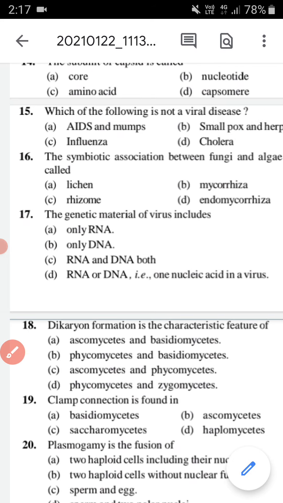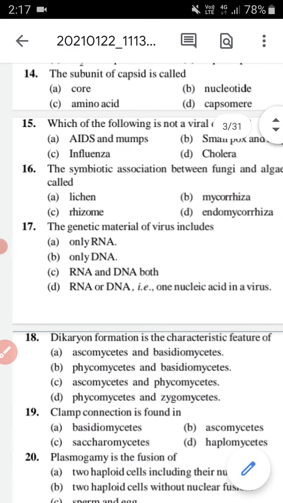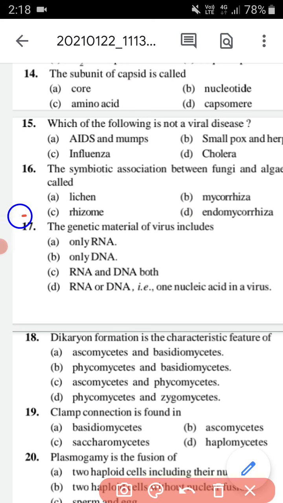Now we move to question number 17. Question number 17 is, the genetic material of virus includes only RNA, only DNA, DNA and RNA both, or RNA or DNA. So in viruses mainly either RNA or DNA is possessed. Okay, so option D is correct. Not both occur. Okay, so option D is correct.